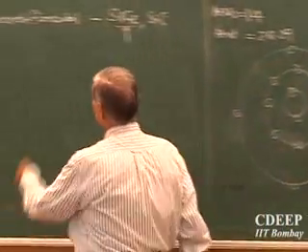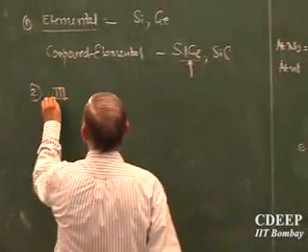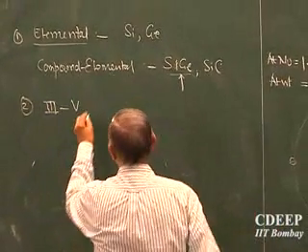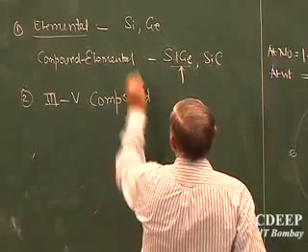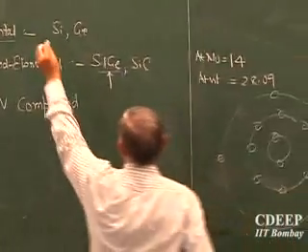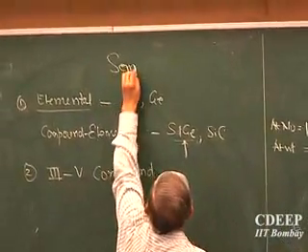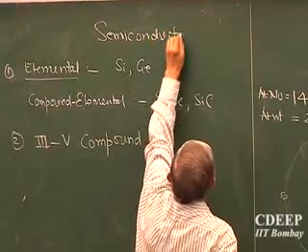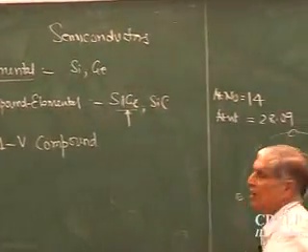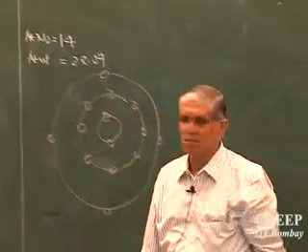The other possibility is materials coming from 3-5 compound semiconductors. All are semiconductors, though I have not written it, maybe I should write. My height is falling short. Compound semiconductors coming from group 3.